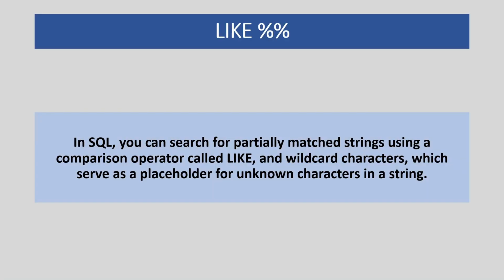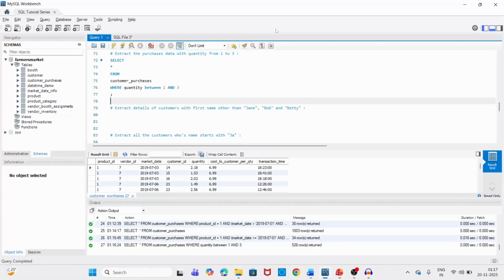Now let's go to the next one. In SQL, we have an operator called like. Let me tell you what it is. You can search for partially matched strings using a comparison operator called like. The like is the operator, and the percentage symbol is the wildcard character, which serves as a placeholder for unknown characters in a string. Let's go to the MySQL Workbench so that I can explain in detail.